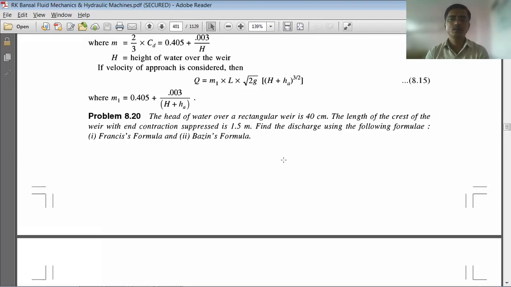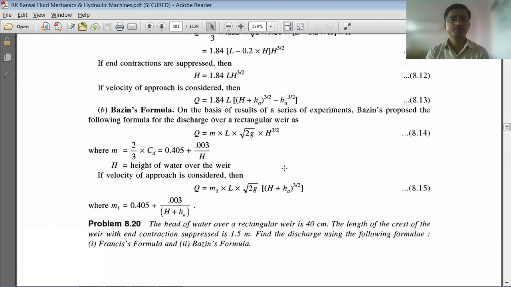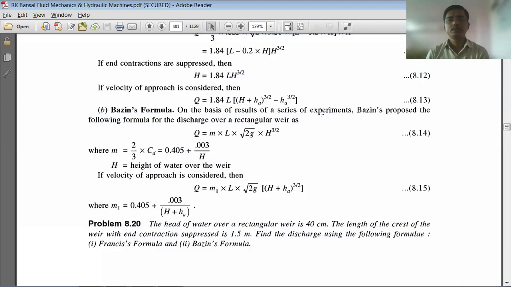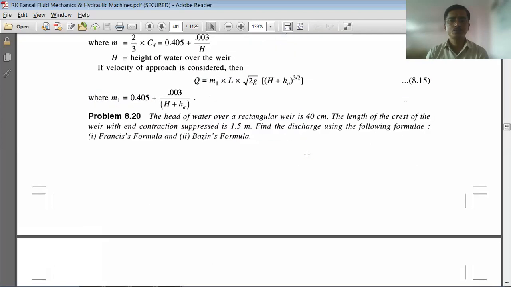Look above: if end contractions are suppressed, which formula is there? If end contractions are suppressed, then this formula we have to use. Actually it should be Q is equal to, not H. Correct this formula here. Q is equal to... The length is given to you, the head is given, put the values and find the answer, the discharge Q.